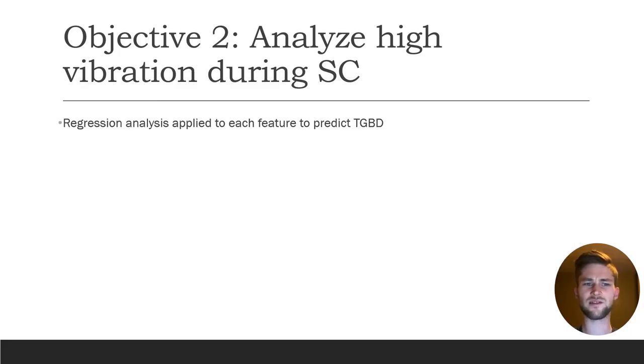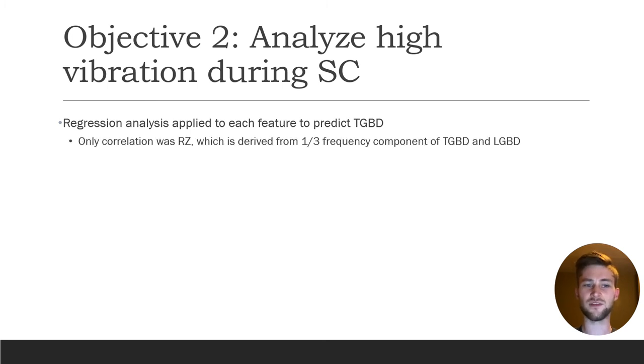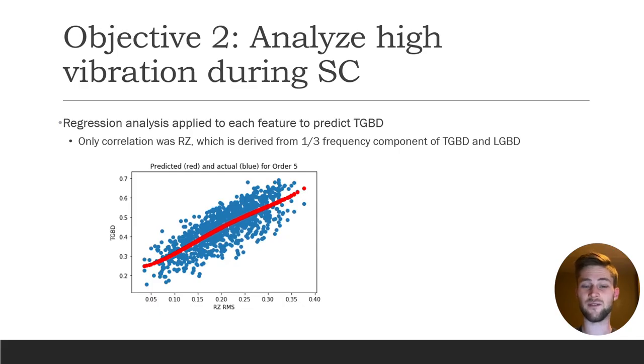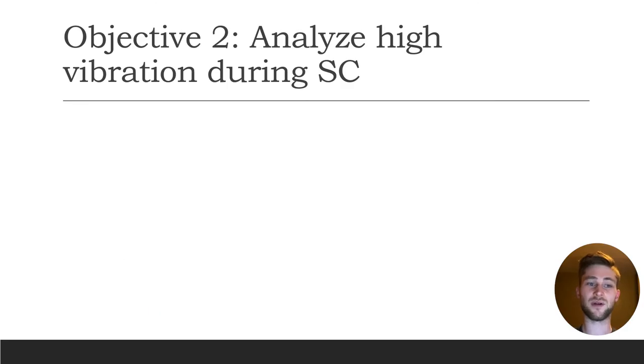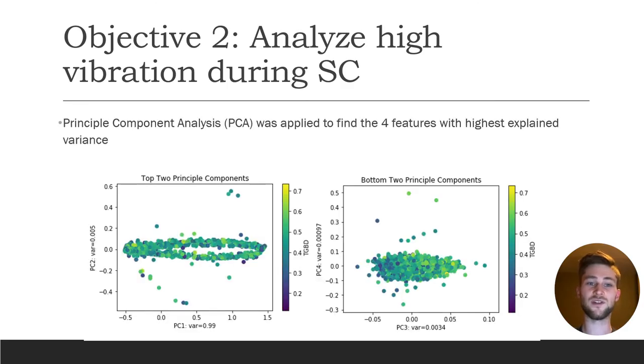So we used regression analysis, and we used all those features that I mentioned before, and the only correlation was with rough zone, which is actually derived from turbine guide bearing and lower guide bearing displacement, so that wasn't really useful information. We also did principal component analysis to find the 4 features with the highest explained variance, but the results really didn't show much separation of the data. You can see there we have turbine guide bearing displacement as the plot shading, and then the principal components on the axes.